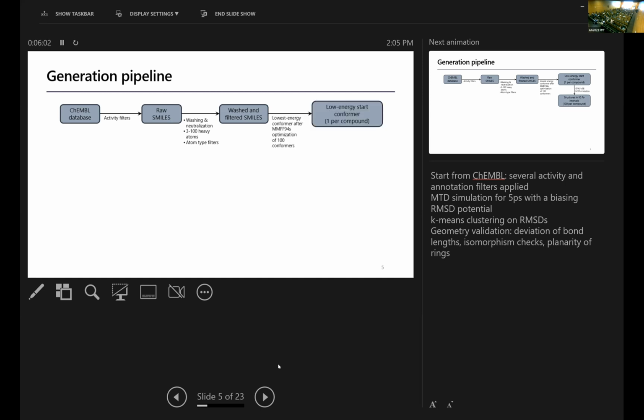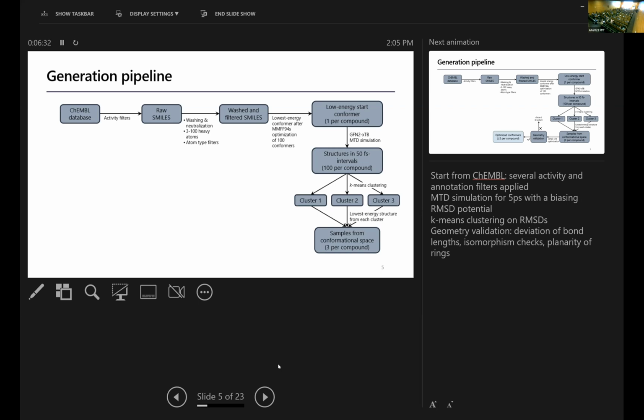Then we run some energy minimization using the Merck force field, and that provides us with a low energy conformer, which we have one per compound. Then we use the GFN2-xTB software, specifically CREST, to run a metadynamics simulation for about 5 picoseconds, and we have structured it in between 50 femtoseconds intervals. Then we do some k-means clustering on these conformations, to have different clusterings of conformations. For each one of these clusters, we take the lowest energy structure, and that provides us with samples from different points in conformation space.